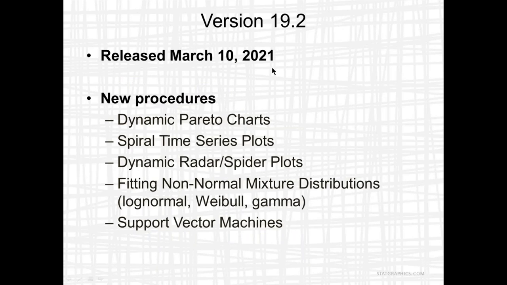Now, just a comment about version 19.2 before I get on with the main webinar here. We released version 19.2 back on the 10th of March. If you have version 19.1 now, you can just go to our website and install 19.2 right over the top of 19.1. You won't have to reactivate or do anything other than run the installation program. What it's done is added five new procedures to version 19. The first three on my list here are the ones I'm going to be showing you today: the dynamic Pareto chart, the spiral plots, and the dynamic radar plot. We also added, though, two analytical procedures.